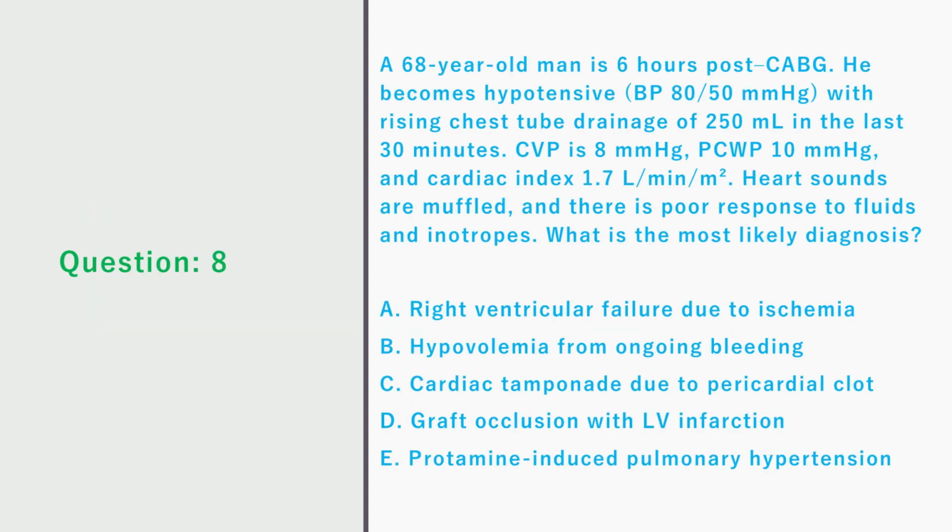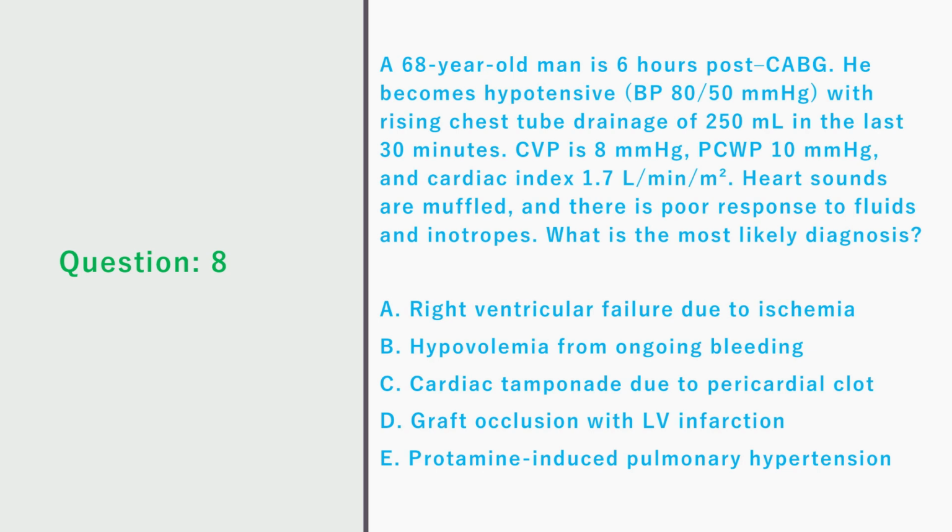Question 8. A 68-year-old man is 6 hours post-CABG. He becomes hypotensive, BP 80/50 mmHg, with rising chest tube drainage of 250 milliliters in the last 30 minutes. CVP is 8 mmHg, PCWP 10 mmHg, and cardiac index 1.7 liters per minute per square meter. Heart sounds are muffled, and there is poor response to fluids and inotropes. What is the most likely diagnosis?